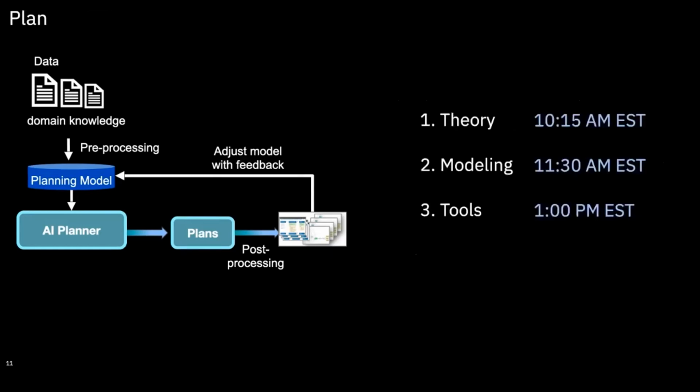So naturally, here's the plan for this tutorial. First, Michael will talk about the theory, and then I'll talk about the modeling challenge, and then Octavian will cover the tooling. I would like to mention that Octavian will run a hands-on session that will cover end-to-end use of AI planning within the automated pipeline generation application.